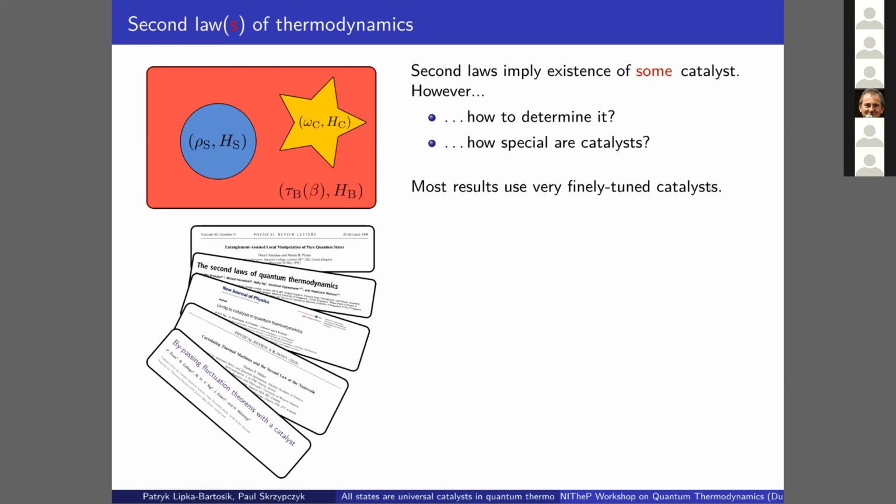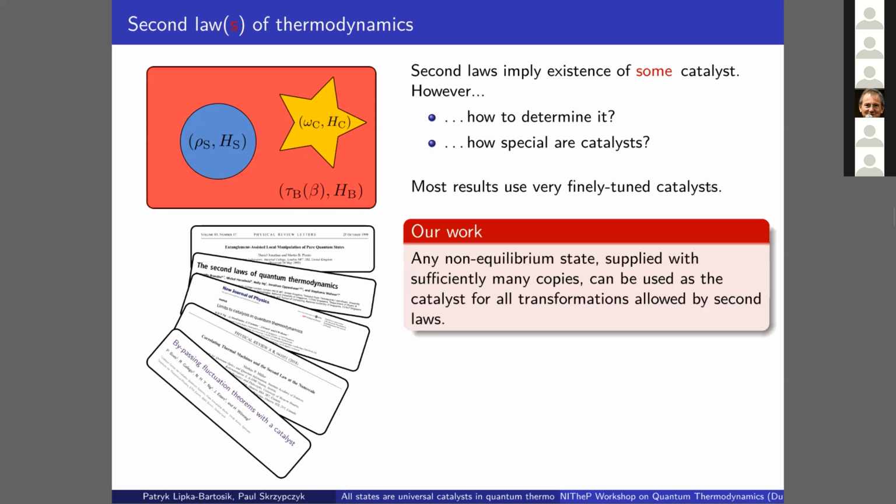And now we arrive at the main result of our work, which essentially contradicts this intuition. In what follows, I will try to convince you that in the resource theory of quantum thermodynamics, any non-equilibrium state, as long as we are provided enough copies of this state, can serve as a catalyst for all transformations that are allowed by the second laws.